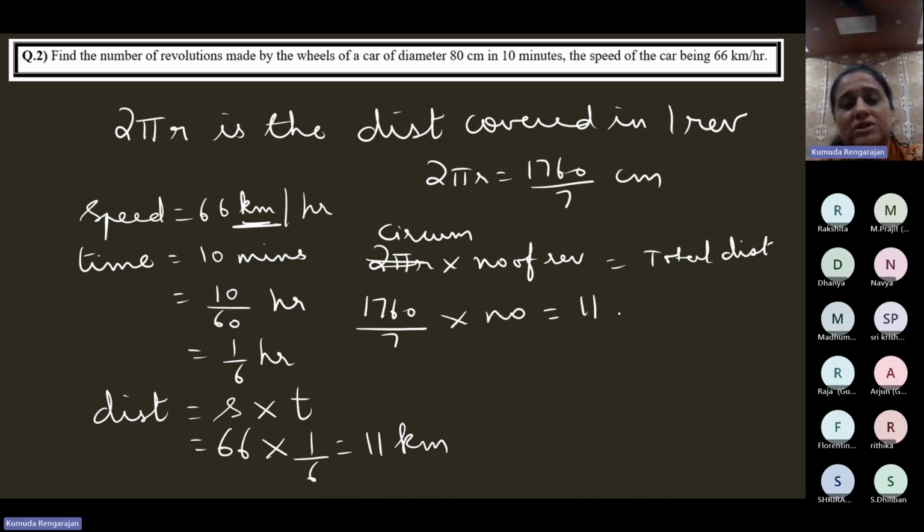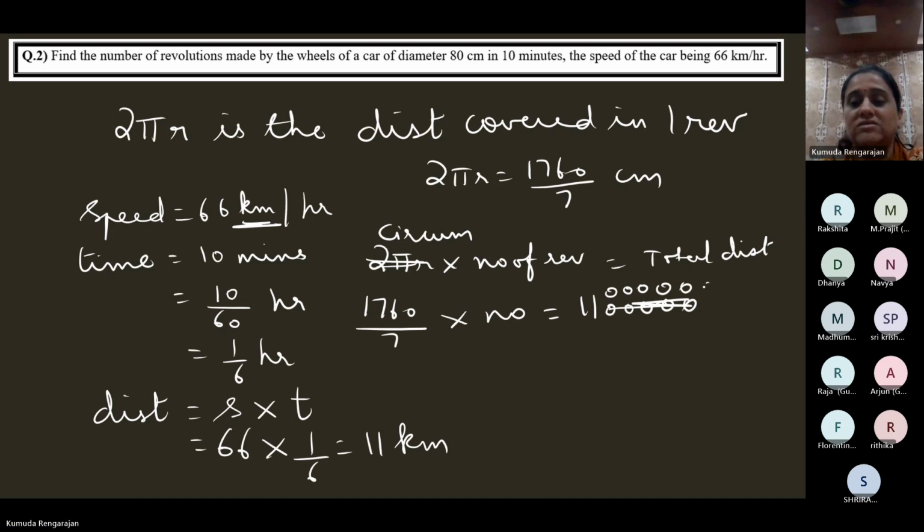So convert kilometers to centimeter. Kilometer to meter, you'll have to add 3 zeros. And meter to centimeter, 2 zeros. See, kilometer to meter, 3 zeros. Now this meter to centimeter, 2 zeros. Centimeter. When you work this, you will find the number of revolutions.